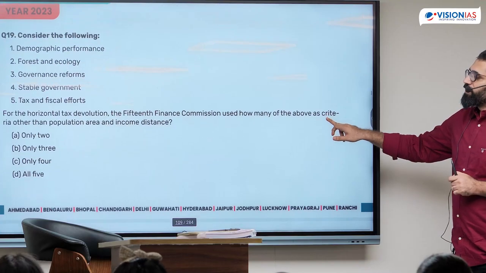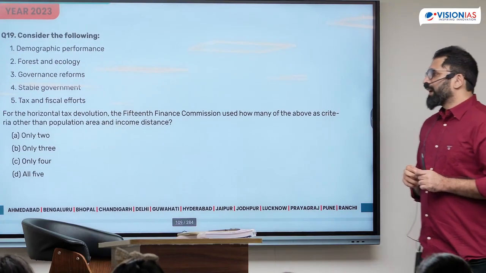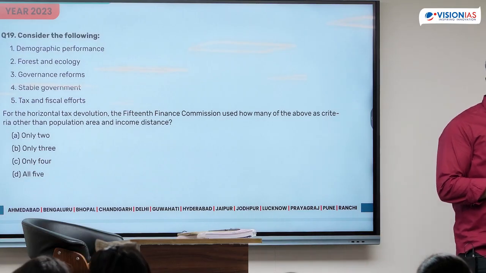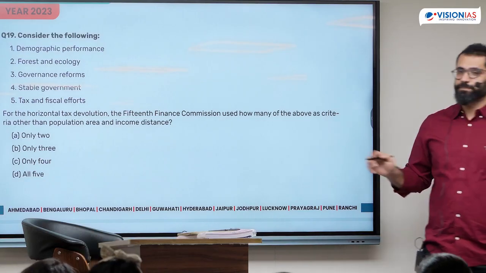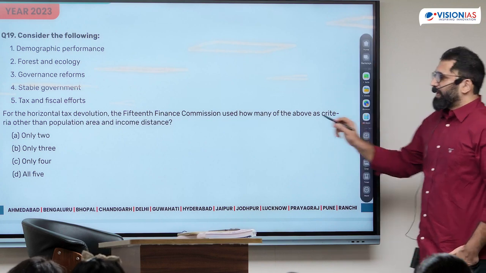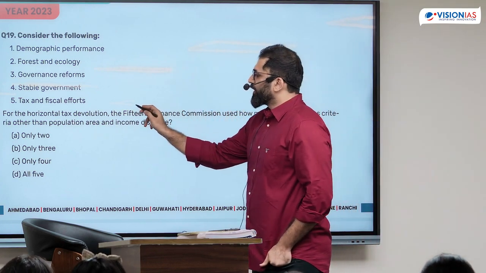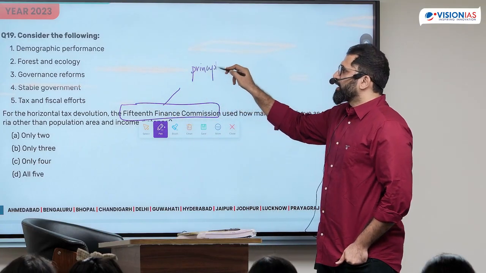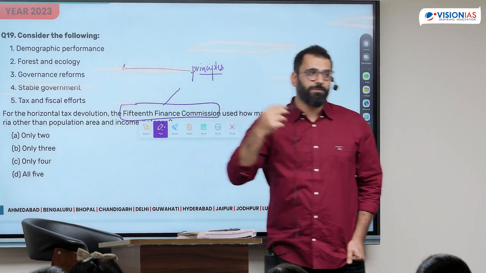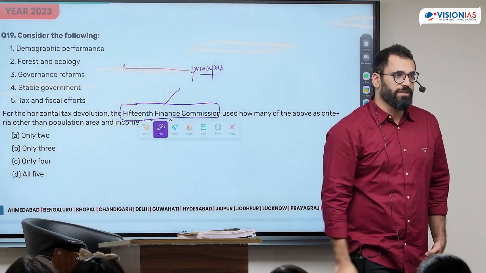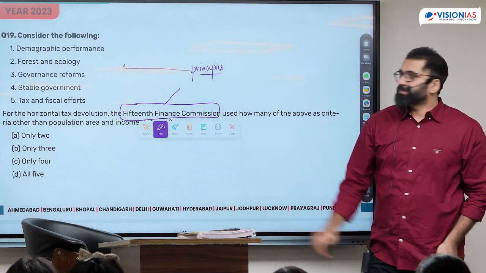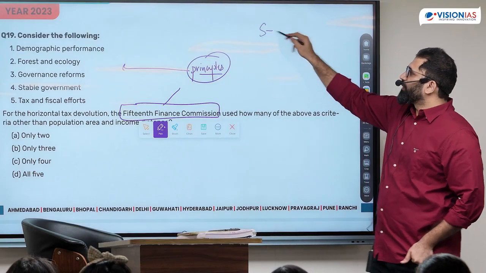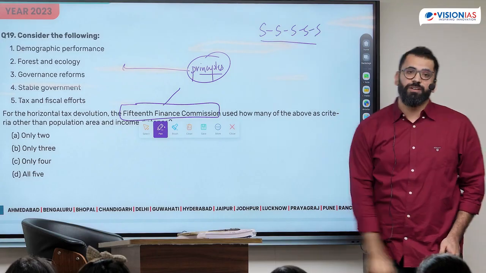Consider the following. Horizontal devolution, 15th Finance Commission. How many of the above criteria other than population, area and income distance? Every Finance Commission will have principles for states. What are those principles? Every Finance Commission deciding horizontal devolution will have certain principles based on which they will have certain indicators. What are the principles on which this money should be given within the states? Why population? Population is one indicator. What should the principles be? So if you are a member of the Finance Commission, on what basis will you give money to a state?